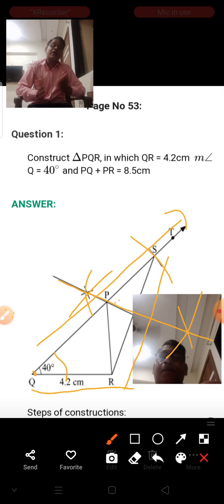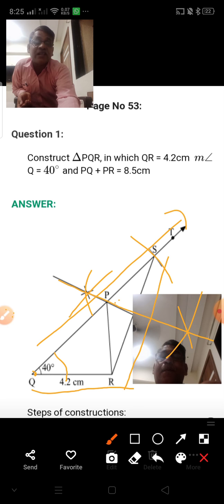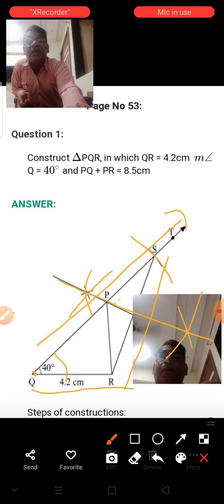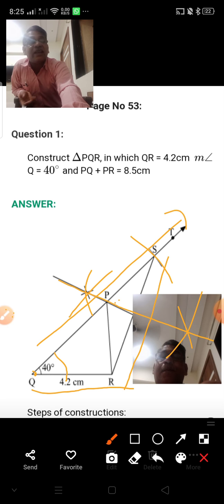How to draw the perpendicular bisector? You already know that. You have to keep the compass on R, take a distance more than half of SR, and draw the arc on both sides of SR. Again you have to keep the compass on S and take the same distance and draw arcs to the previous arcs. You get two arcs here, and when you join, this line intersects QT at a point. That point you have to call P and join PR, then you get PQR.